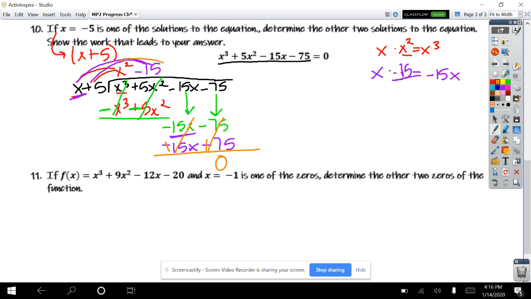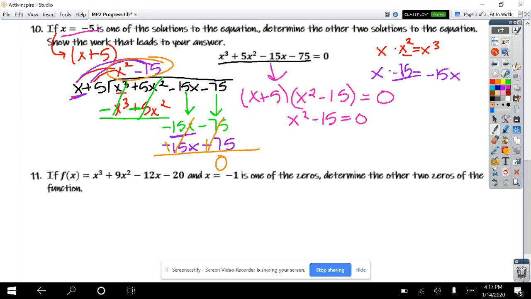So that means we're left with this quadratic, x squared minus 15. So to find the other 2 zeros, I need to solve this quadratic. Really what I have is that's the factor. The factor I already had was x plus 5. This is the second factor I get, and my equation is equal to 0. So I already have x equals negative 5 as a solution. To get my other 2 solutions, I need to set x squared minus 15 equal to 0.